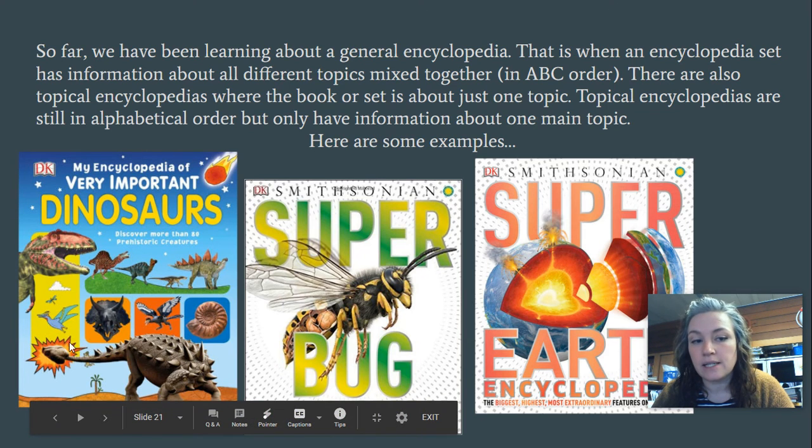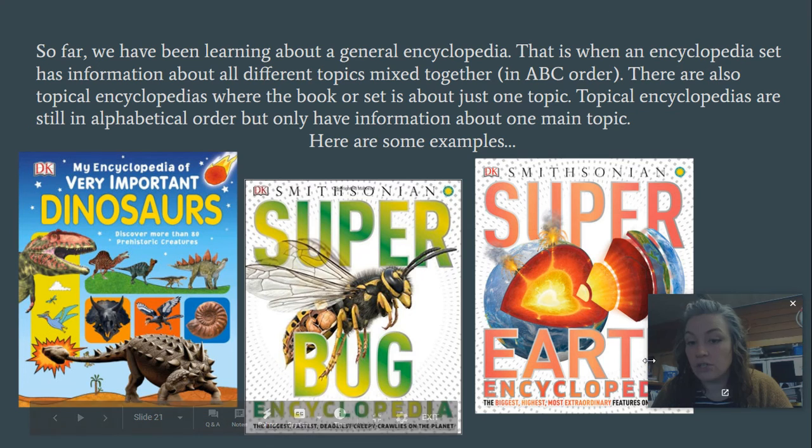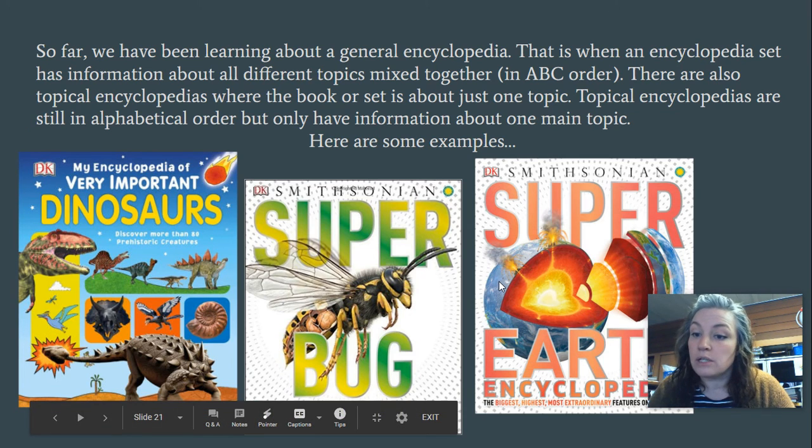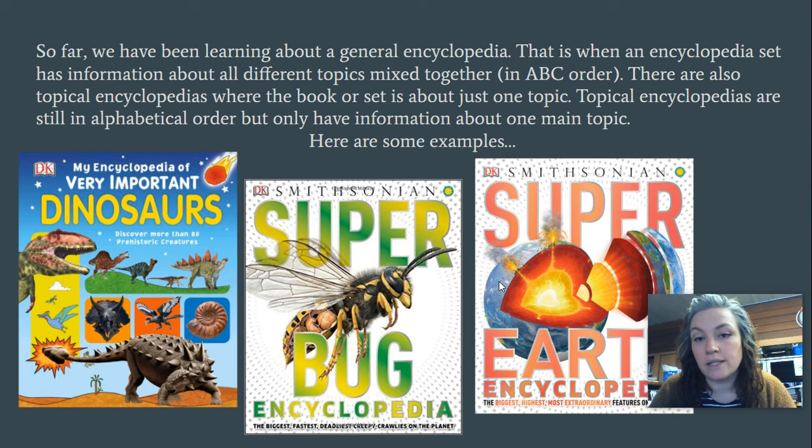Here's an entire encyclopedia that is just about dinosaurs. Here's another one that is just about bugs. And here's another one that is just about planet Earth. So you can sometimes find an encyclopedia that is only about one topic, and that's called a topical encyclopedia.